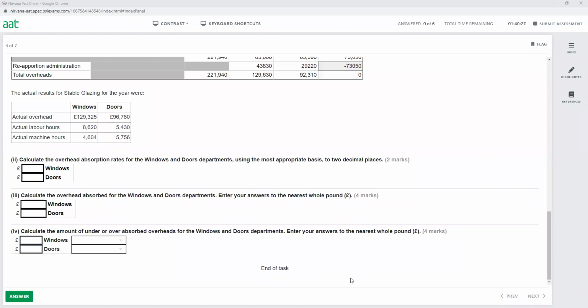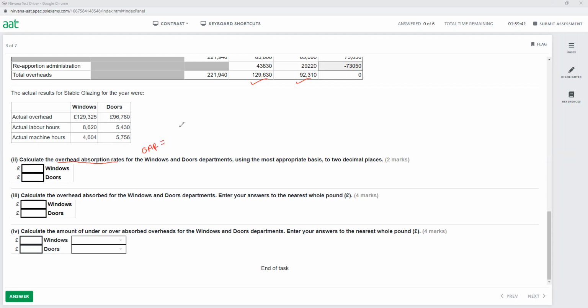Now the next question we have here is a little bit technical, so I need to know how to do this thing. We have the actual figures. So all these figures we have here, we have done, that's the budgeted. Now they give us the actual result. The actual result for the stable glazing for the year or window, we have 129.96, actual labor hour 8620, actual machine hour 4604. Then we have actual door labor hour 5430 and 5756. The first question we have here, calculate the overhead absorption rate, OAR.